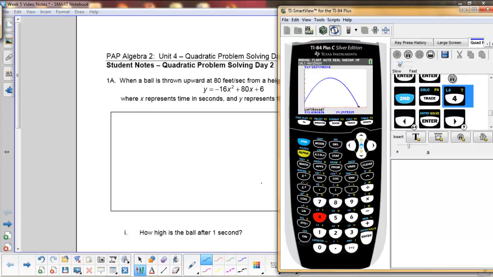And once you do that, you want to move that cursor back all the way. This is going to take forever, I'm sorry. Back all the way up to the left side, then back again to the right side. Hit enter, and you'll find your maximum there.